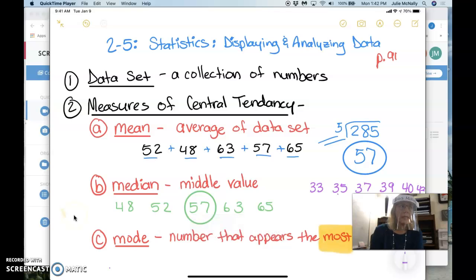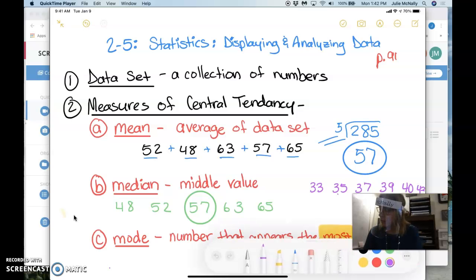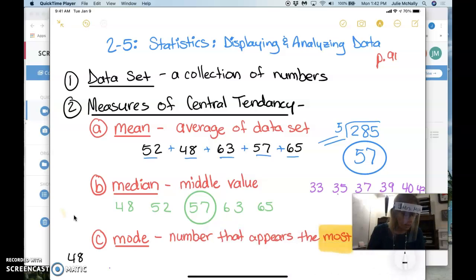Okay, last thing, the mode is the most. So I'm going to give us a different data set for this one, and we're going to find the mode, or the number that we see the most. So here's my data.